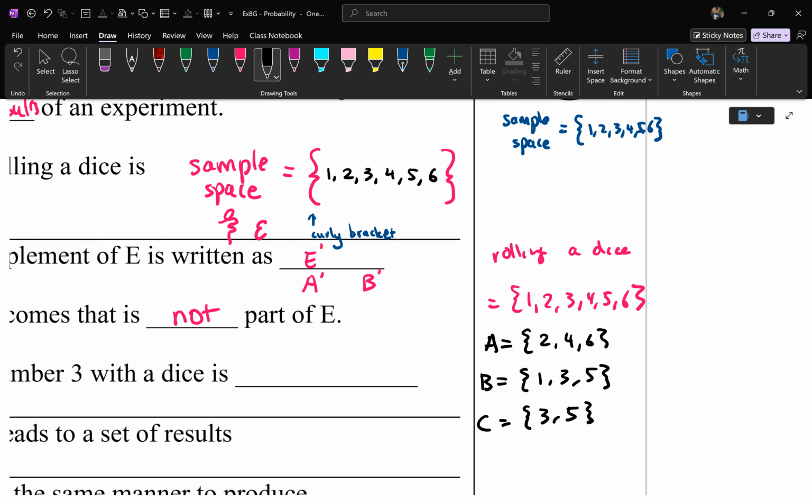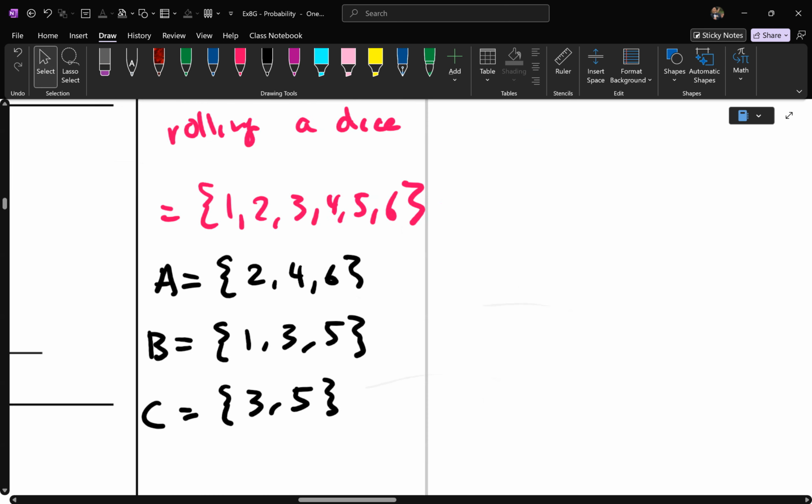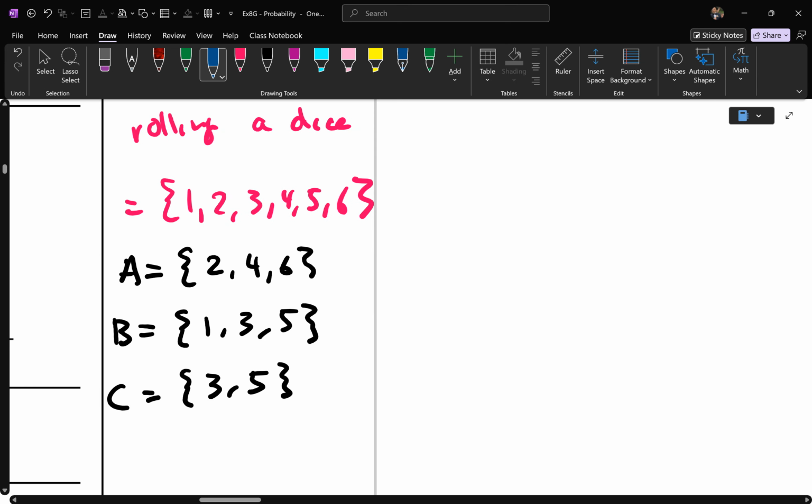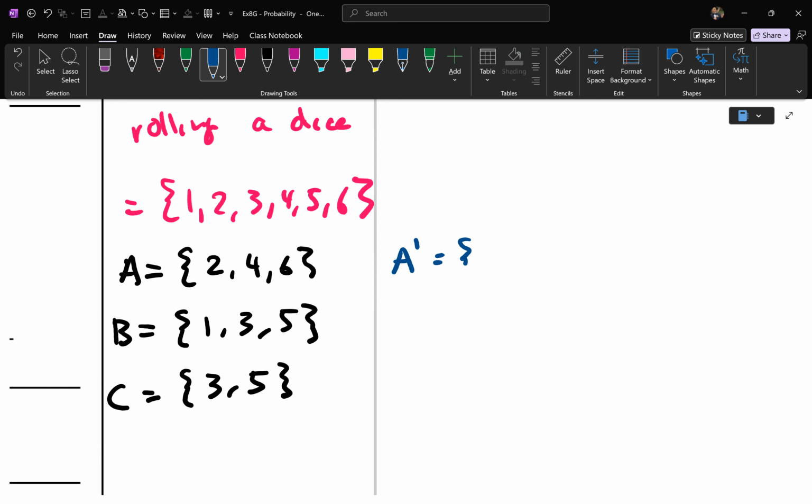Notice that we use capital letters for those groups. Yeah, because we can't be bothered writing 2, 4, 6, 1, 3, 5, 3, 5 every time. So we use the letters to represent those groups. Now, if I said complement, a complement means that this group has all the outcomes that A doesn't have.